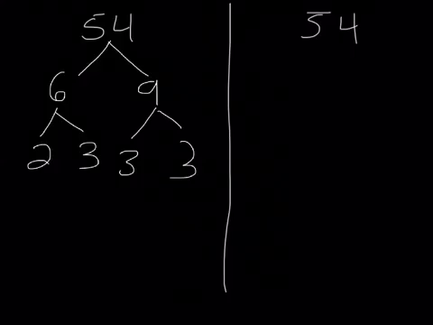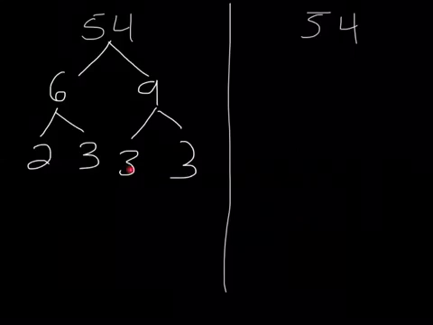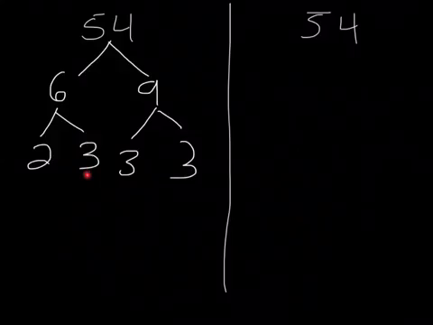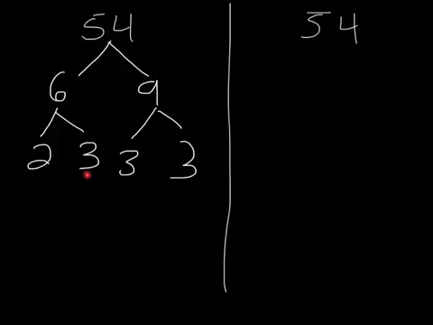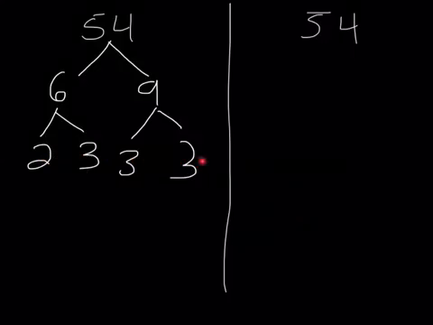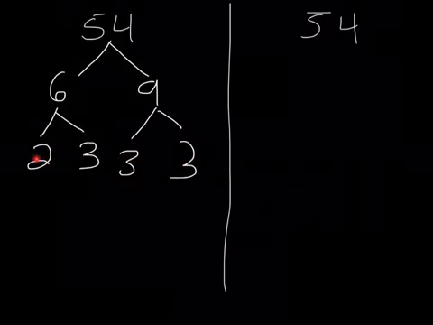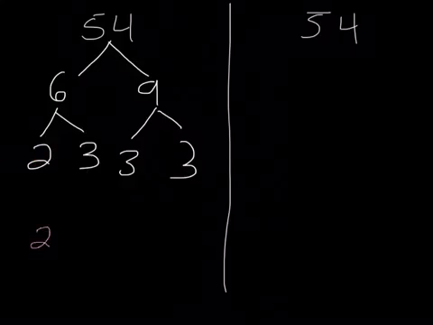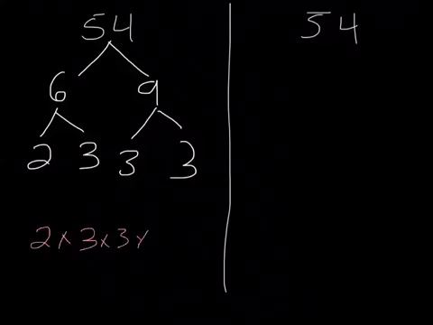So 3 times 3 is 9. 9 times 3 is 27, and 27 times 2 is 54. So these are the prime factors, and they're all prime numbers. That's the other check. So you multiply them together to see if they equal 54, and you check to see if they're prime numbers. So the prime factorization for 54 would be 2 times 3 times 3 times 3.